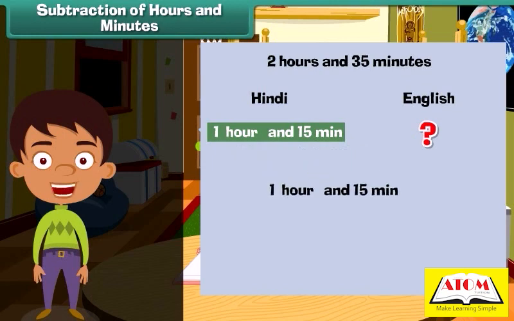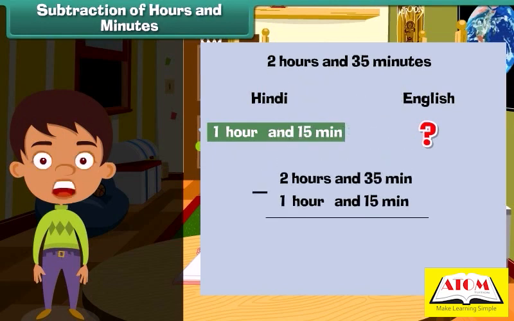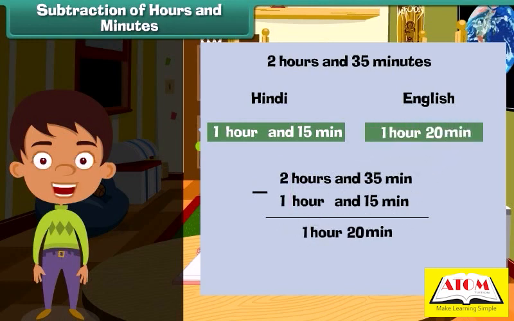Subtract time taken for Hindi homework from the total time taken for Hindi and English homework. First, subtract the minutes. 35 minus 15 is 20 minutes. Now subtract the hours. 2 minus 1, that is 1 hour. So Latika took 1 hour and 20 minutes to complete her English homework.